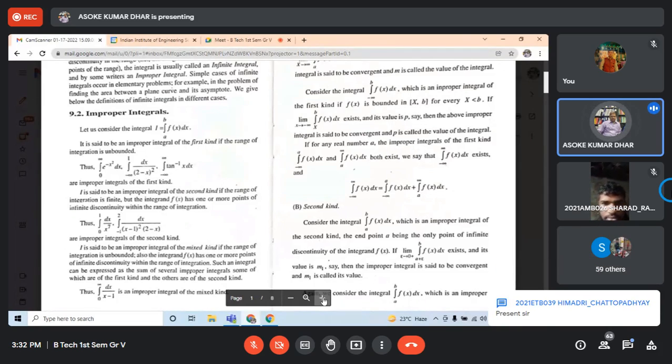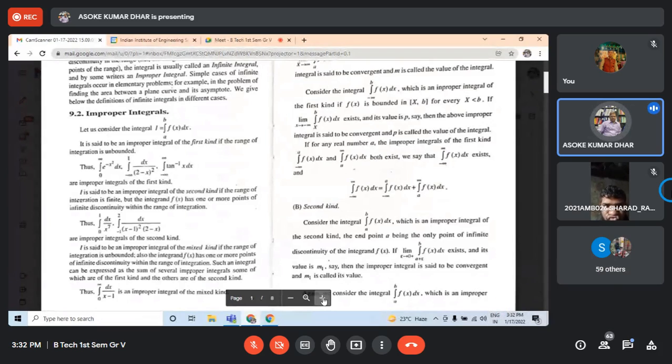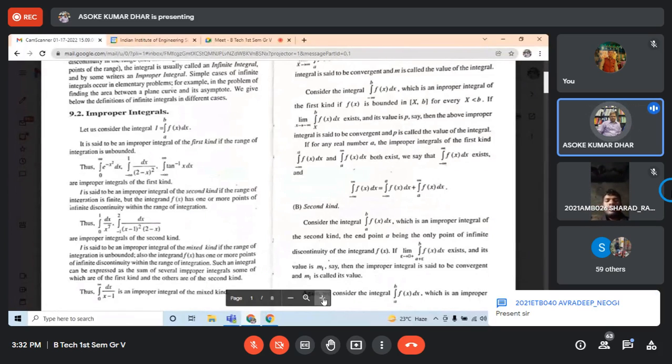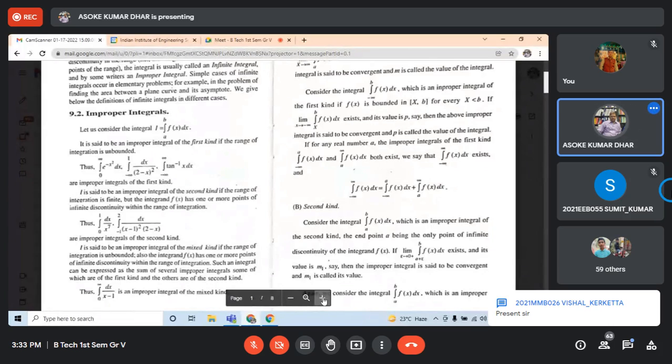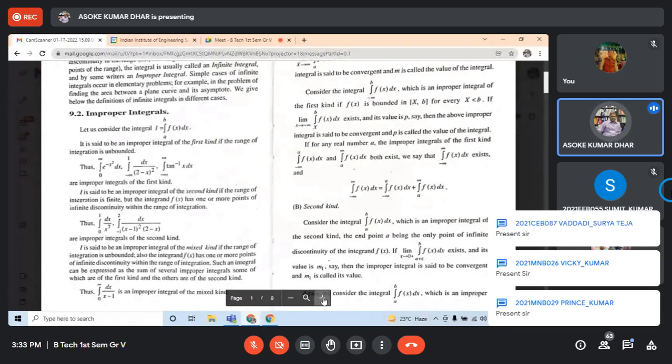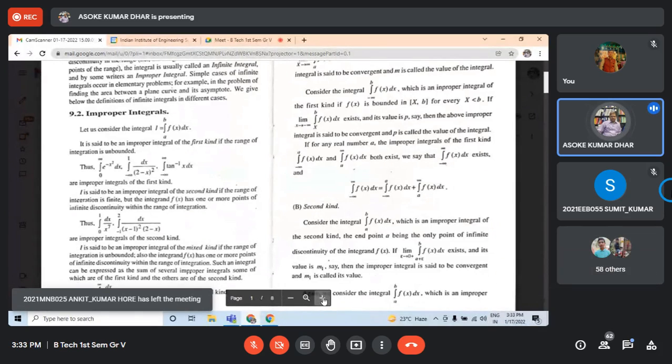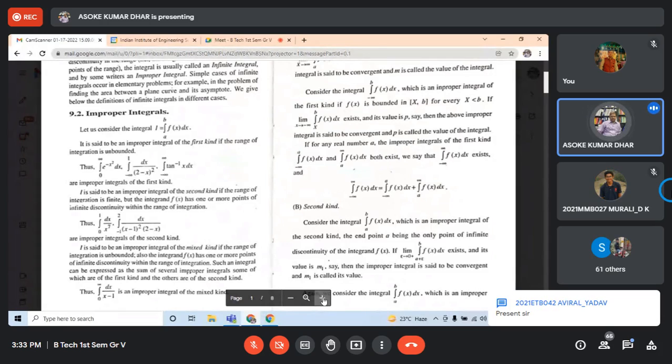As for example, the first integral from 0 to 1 of dx by x to the power 7 is unbounded when x is equal to 0. And the second integration is unbounded at 2 points, 1 and 2, where 1 is an intermediate point and 2 is the upper bound. So these two examples are improper integrations of the second kind. I hope you understand what first kind and second kind mean. First kind means the range is infinite. Second kind means the range is finite, but the function is unbounded at at least one point.